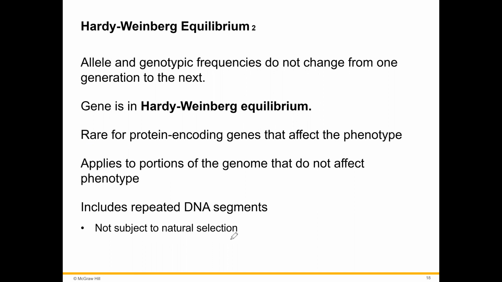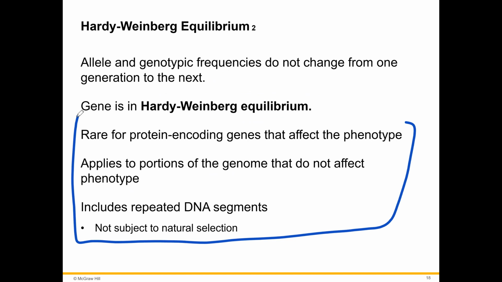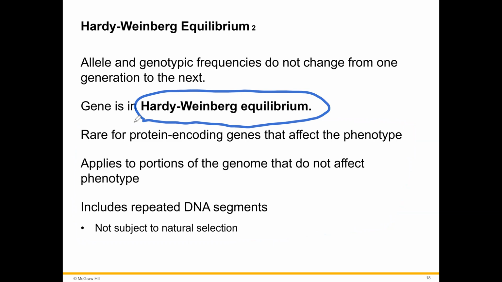So the allele frequencies stay constant only for a genome that does not affect your phenotype, right? So it's not subject to natural selection, but every time this equilibrium is changing, when the allele frequencies are changing, then the population is evolving. And what it says over here is that in a large population, Hardy-Weinberg equilibrium is only possible if we're talking about DNA that does not code for proteins. But most of the time, it will be changing.